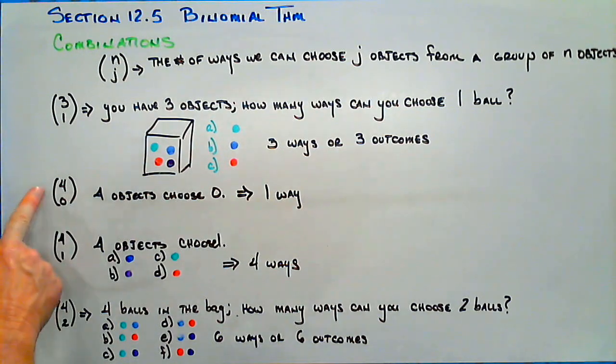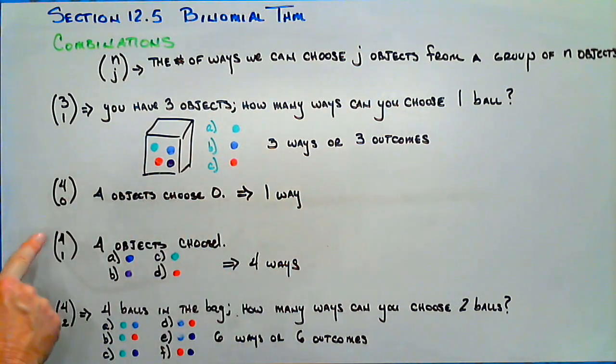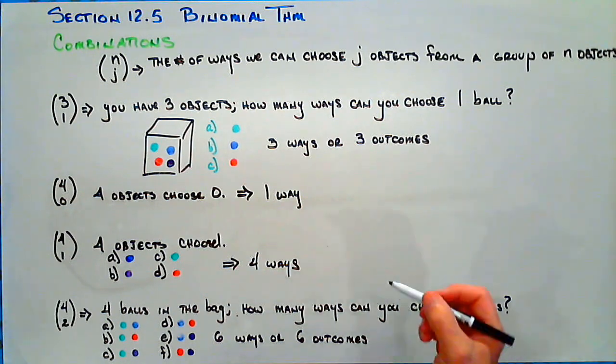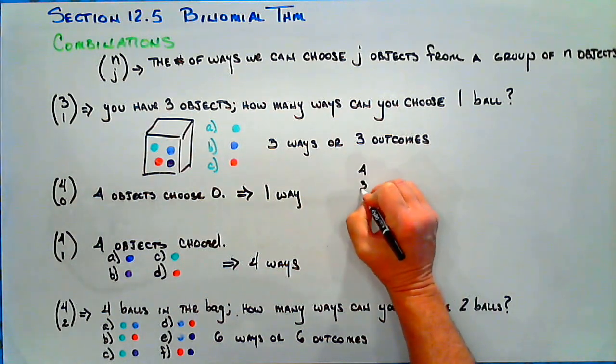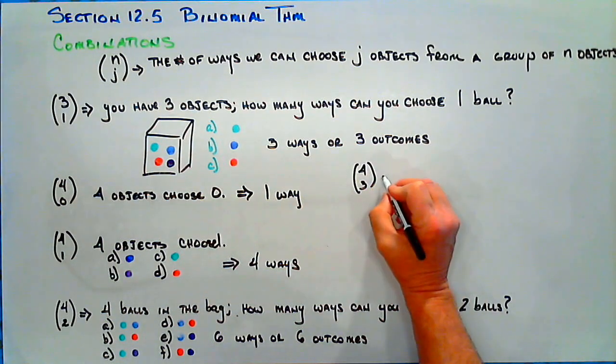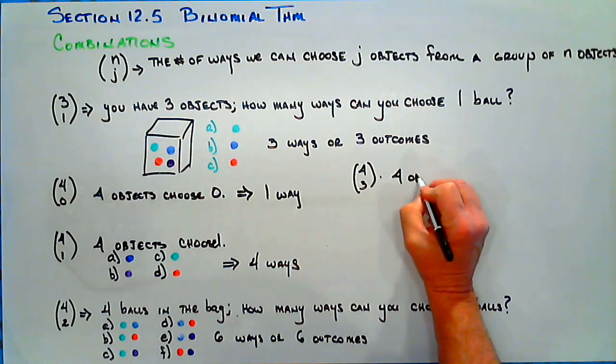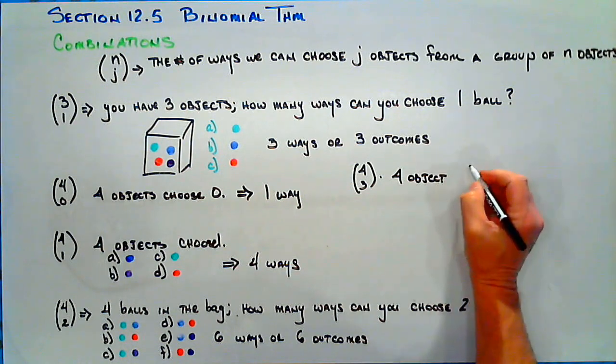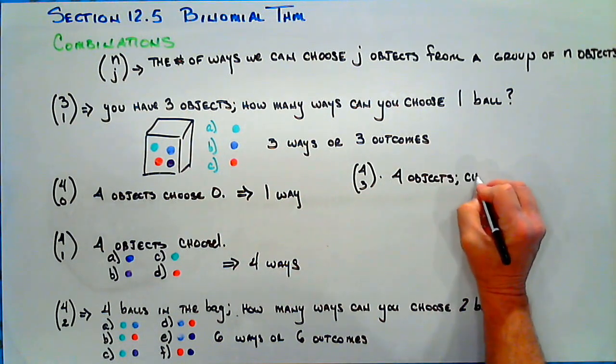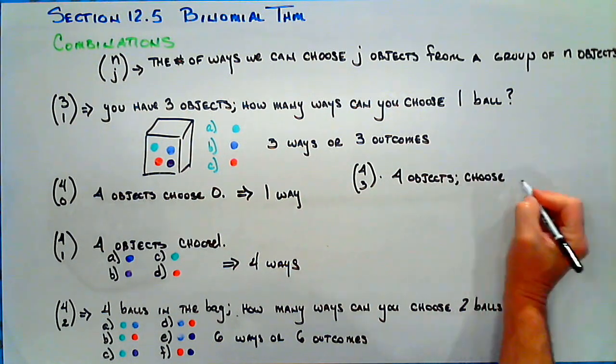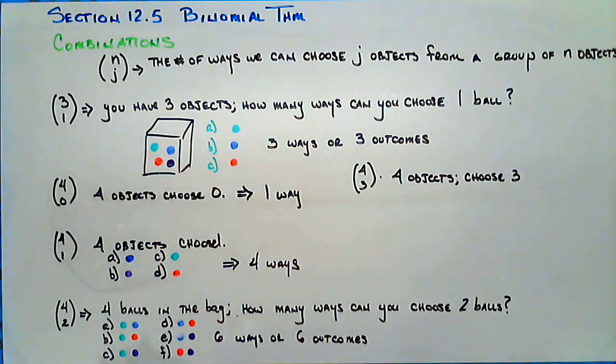Now we've got 4 choose 0, we got 1. 4 choose 1, we got 4. 4 choose 2, we've got 6. Those numbers seem familiar to me. I'm going to keep going. What's 4 choose 3? Right? What does this mean? It means we have 4 objects. We want to choose 3.